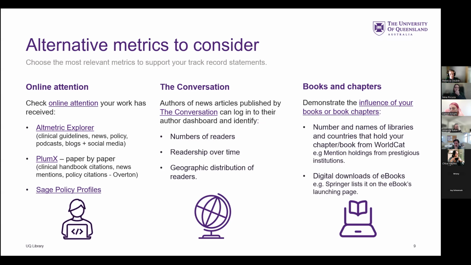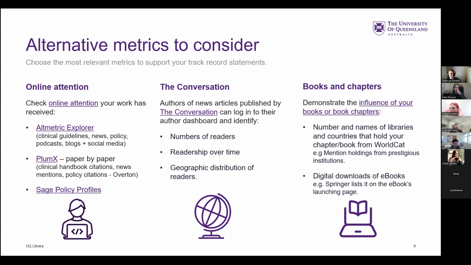PlumX, so this is a tool through Scopus, which I will demonstrate when I do the demonstration. And Sage Policy Profiles is also a tool that you can use to track impact. So this is more the alternative for those that don't have the SciVal impact module. They can't access that. The Conversation, so if you know that you've written for The Conversation, that's something that you can also use to track how much the public or the research community is interacting with your work.